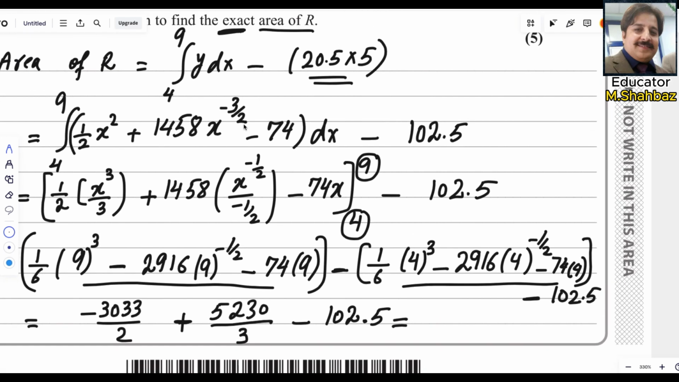Use a mathematical calculator, and the mode of the calculator should be math mode, not stats or other functions. Be careful. So you get the answer in fractions. Negative 3033 divided by 2, then plus 5230 divided by 3, written as a fraction, and minus 102.5, and you get the answer here: 373 divided by 3. You can convert it into a mixed number because it is an improper fraction. Press shift and then the button above or beside DEL or AC, where S-D is written on the calculator. Press that button and you will convert it into a mixed number. So it will be 124 whole number and the fraction is 1 over 3. So this is the required answer for the second part.